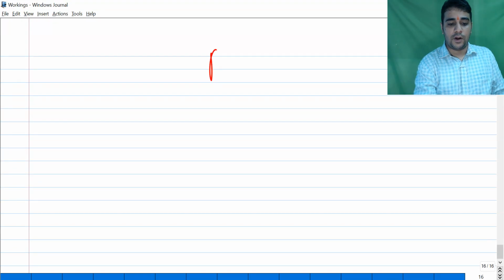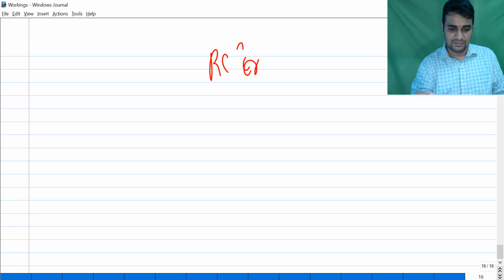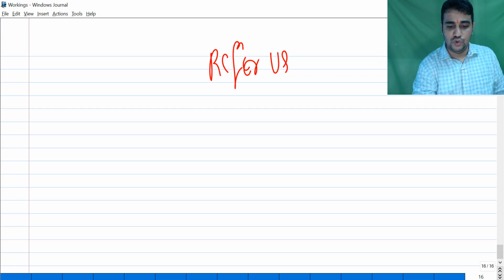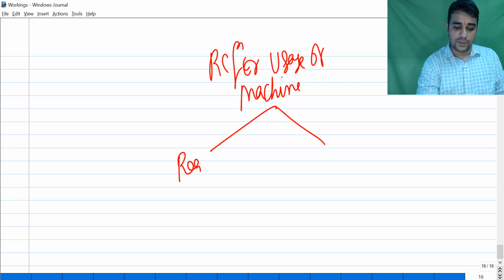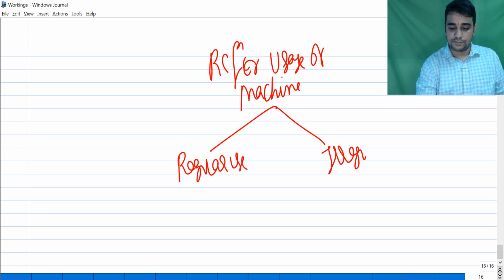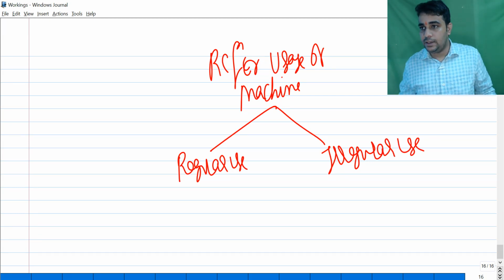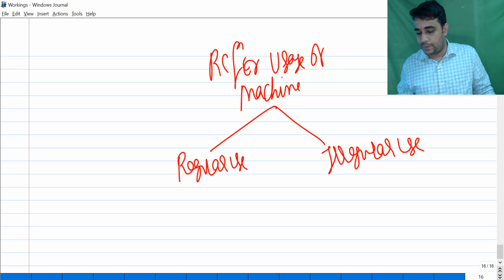Relevant cost for usage of machine. Two categories are there: regular use machine and irregular use. A machinery could be regularly used by the company, or a machinery could be irregularly used by the company.